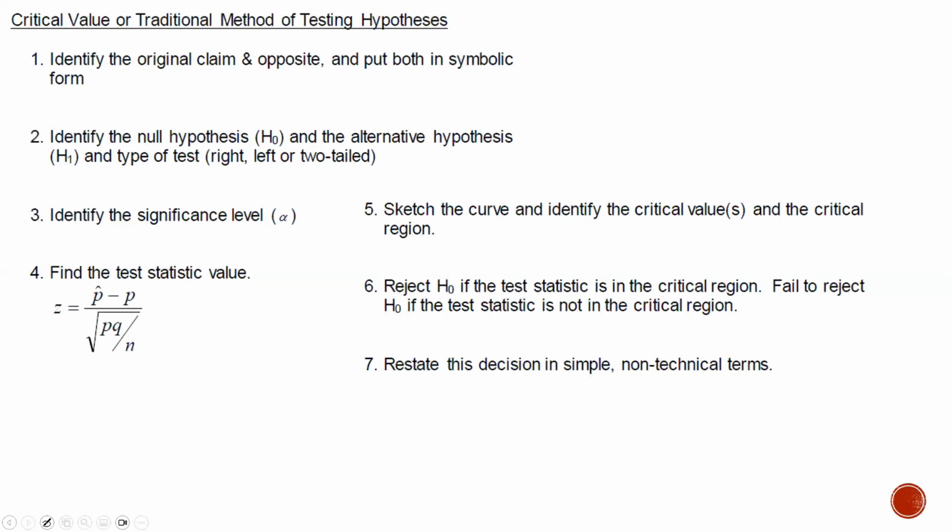Let's identify, because most of these are the same. So step 1. Is that the same as it was in the p-value method? Everybody, is that the same?